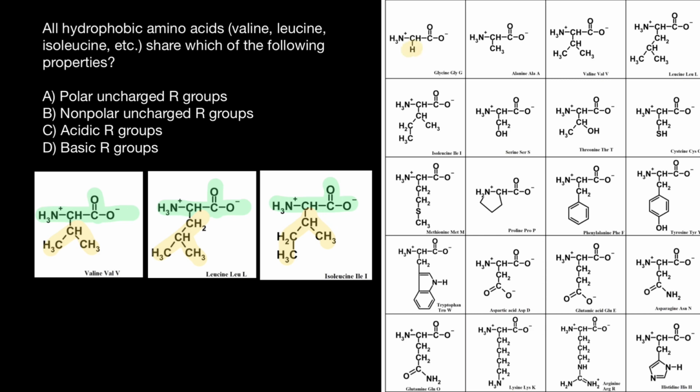All amino acids, not only these three, which have only hydrocarbons in the R group, are going to be non-polar and uncharged. Among these amino acids, glycine, alanine, and proline are going to be non-essential, and valine, leucine, isoleucine, and phenylalanine are going to be essential. How to memorize which are essential and which are not?